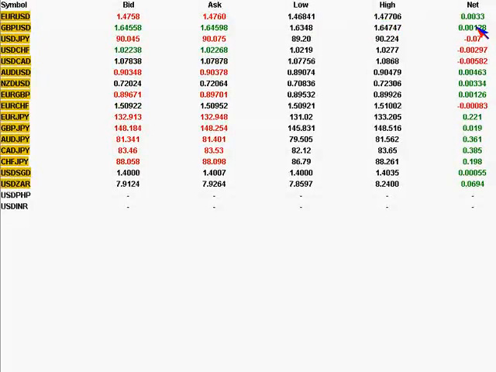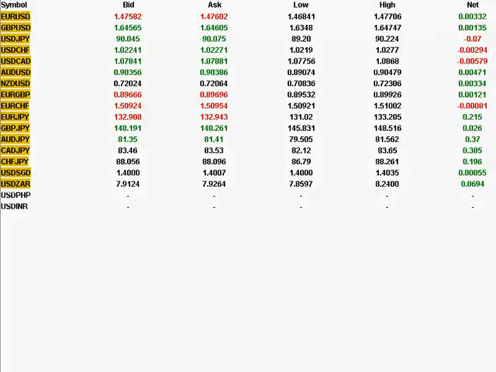And the next column shows the net change. Currently the net change in the case of euro is 33 pips positive. When it is positive, it will be in green color. When it is negative, it will be in red color. For example, USDJPY is showing negative net change. USD CHF is showing a negative net change of 29 pips, whereas Euro and GBP are showing a positive net change of 33 pips and 12 pips respectively.